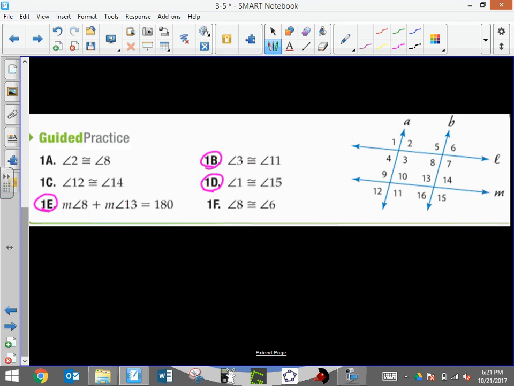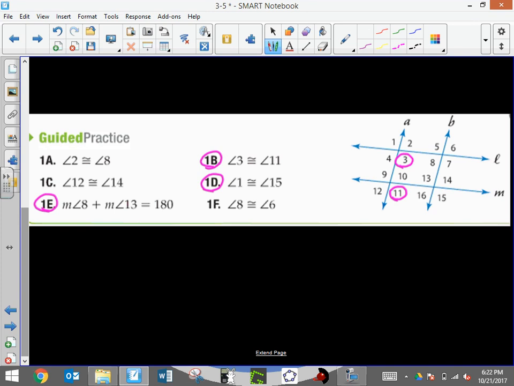Okay, so I'm going to tell you certain angles being congruent or adding up to 180, and I want to know, based on that information, if lines are going to be parallel, which means that they should have a relationship from what we talked about before. So I'm going to look at angle 3 and angle 11. Here's angle 3, here's angle 11. Well, those are actually corresponding angles.